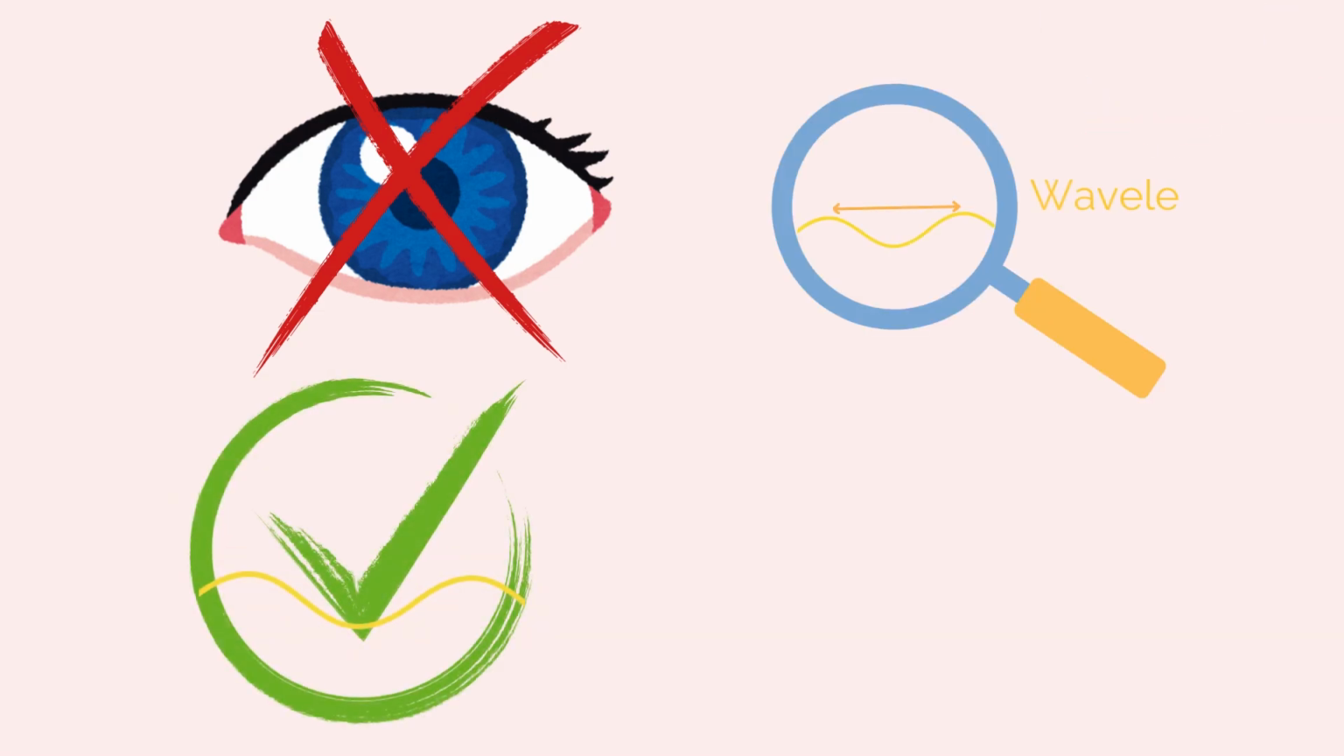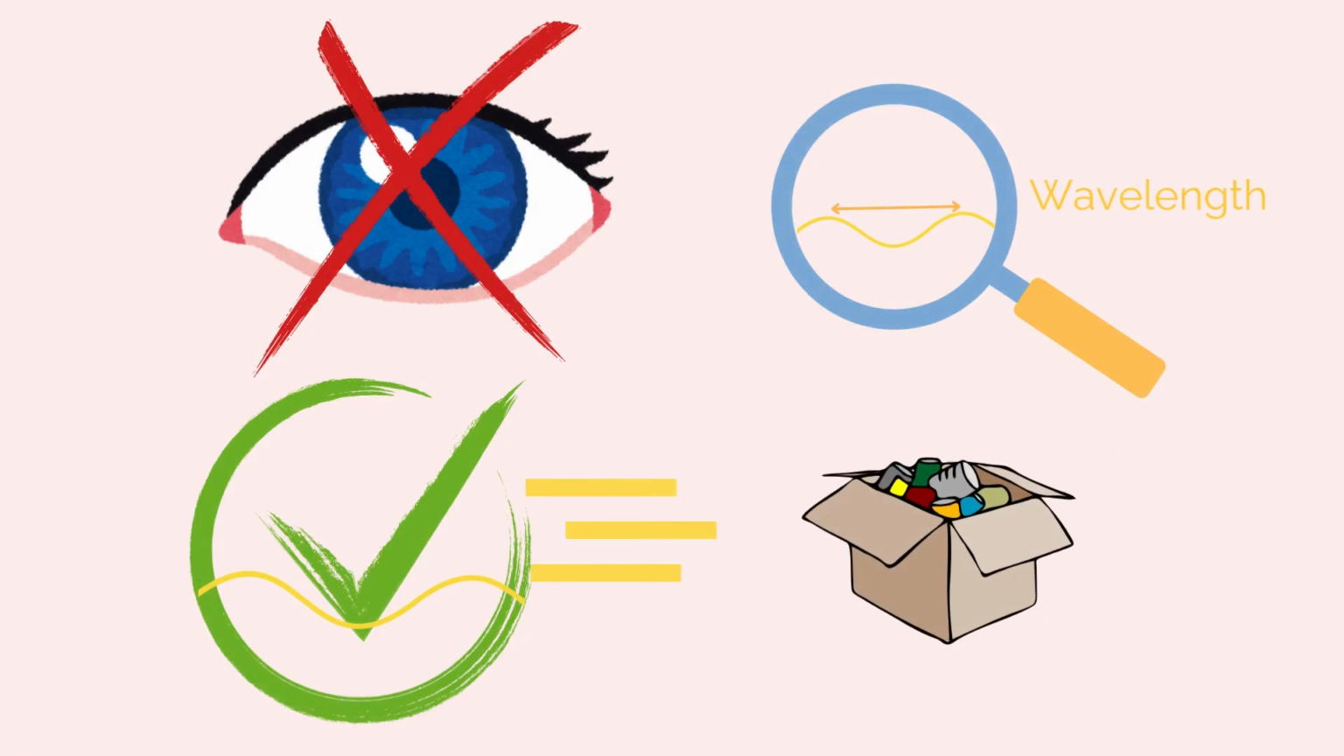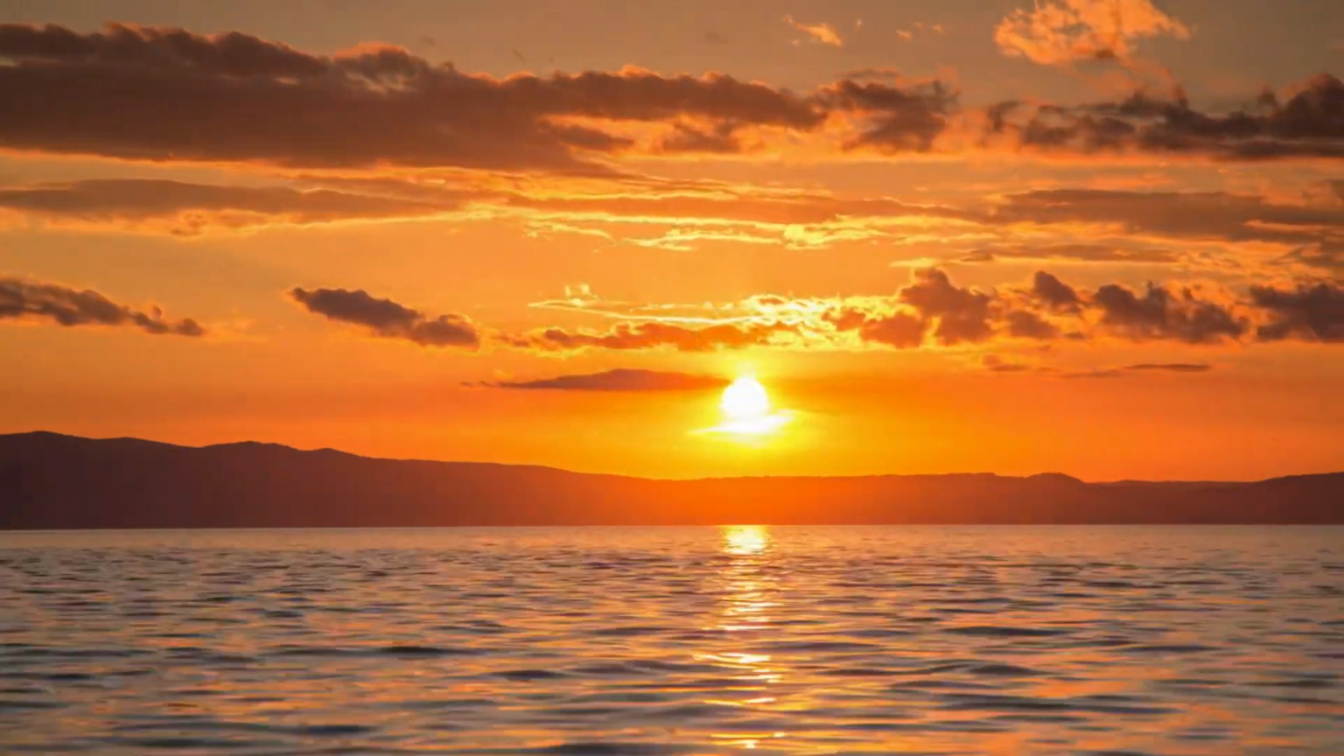In conclusion, light is more than what we see. It's a wave carrying energy, and its color depends on the wavelength. The way light interacts with objects through reflection, absorption, and transmission creates the beautiful colors we see every day. And it even explains natural wonders like blue skies and red sunsets.